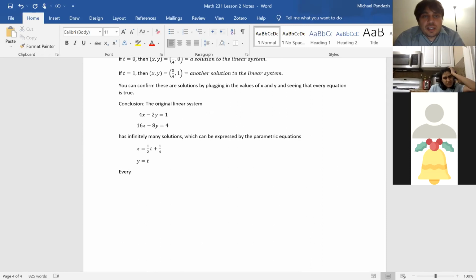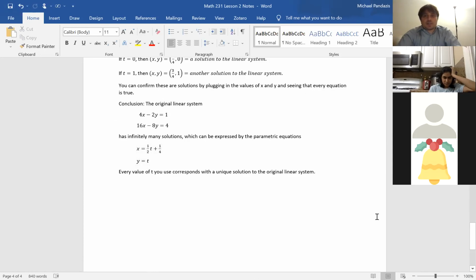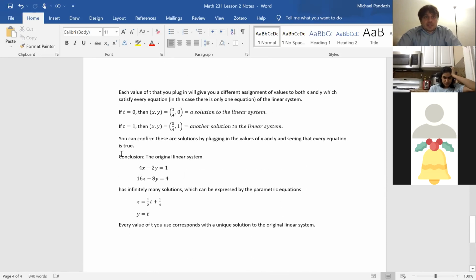Every assignment, every value of t you use corresponds with a unique solution to the original linear system. And so since there are infinitely many real numbers you could choose for t, those correspond with the infinitely many solutions x comma y of the linear system. Okay, so you can read this again in this conclusion, and that might help.